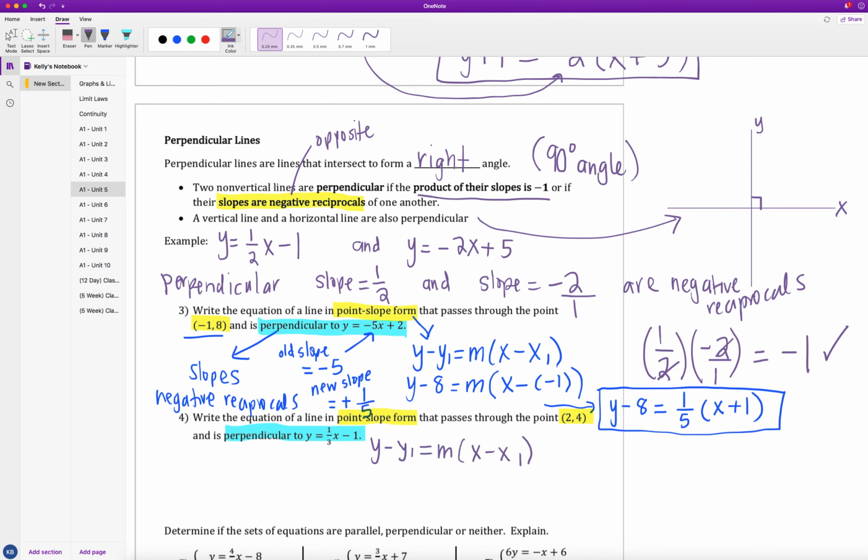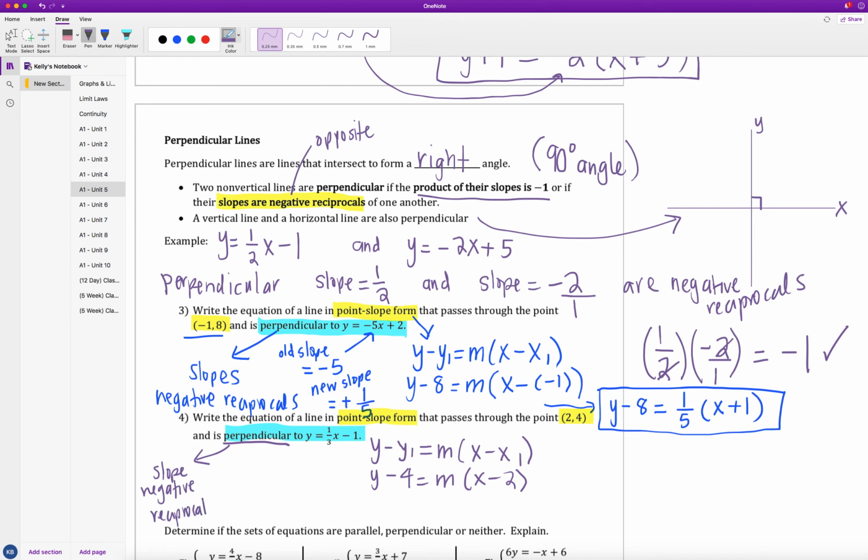We also know that we can substitute in the point values. So I'll get y minus 4 equals the slope times x minus 2. Last step, I've got to find my slope. Because the lines are perpendicular, that means their slopes are negative reciprocals, or opposite reciprocals.